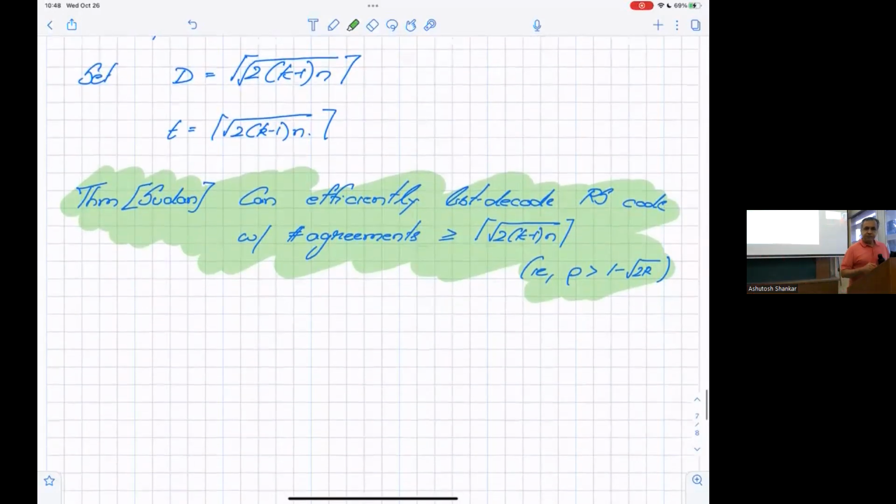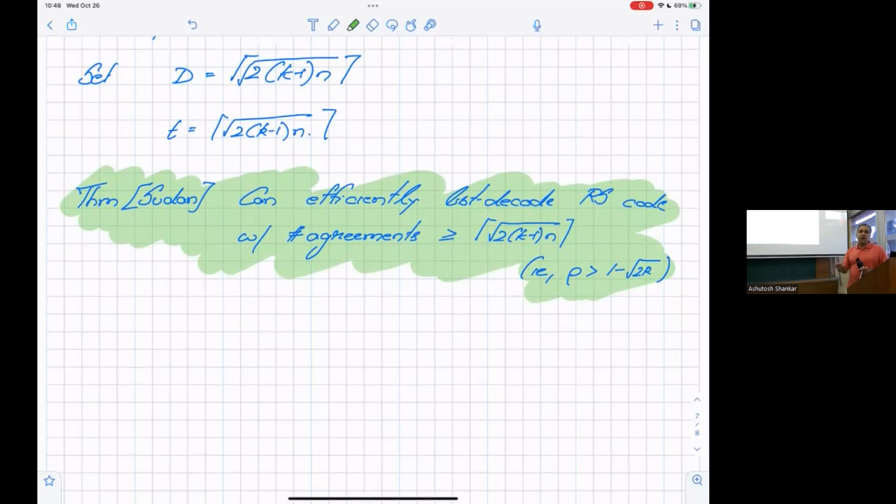So far, so good. Notice, by the way, that this does tell you something. We are basically saying that we can efficiently list decode up to this point. But once again, this point need not be smaller than (n plus k) by 2. There are certain settings for k and n, in particular when k is very much smaller than n.